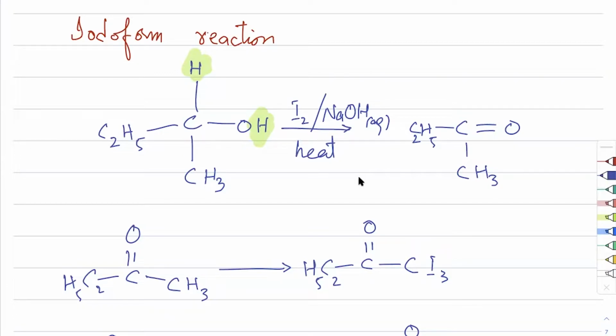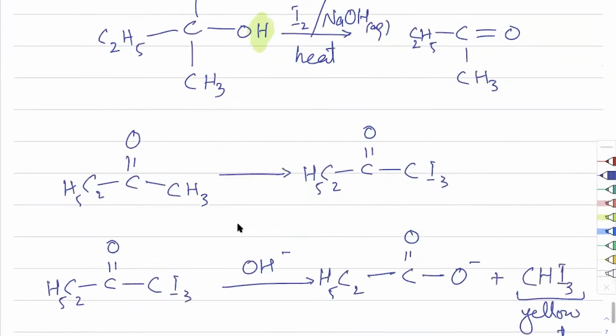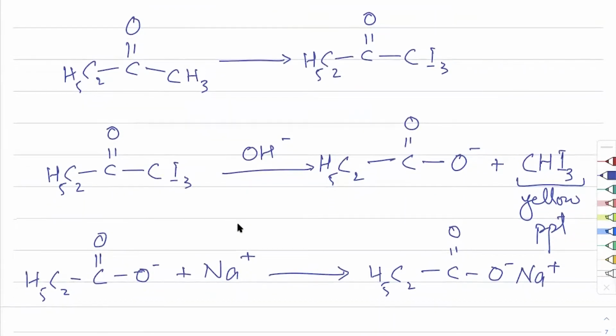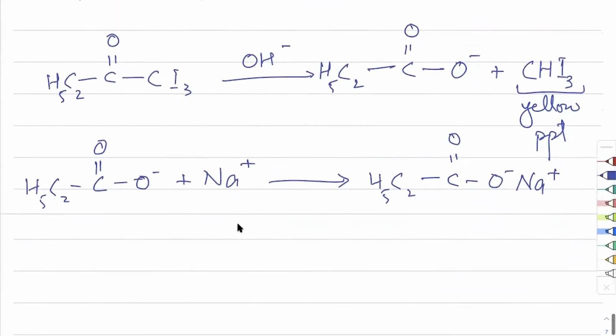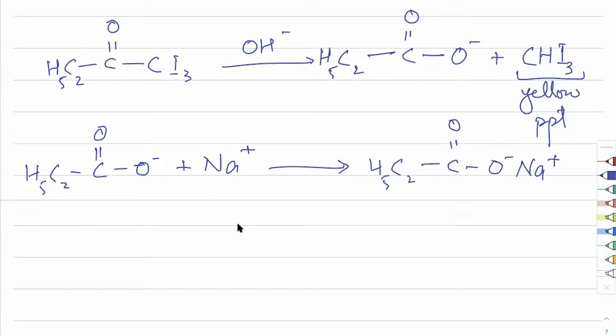But on the OH side, you must have a methyl group on the same carbon. So it's one carbon, it has OH on it, and the methyl is on the same carbon. Whatever else is there doesn't matter. That thing is oxidized to a ketone. That ketone undergoes substitution. That substitution product then undergoes another reaction and you get CHI3, iodoform.